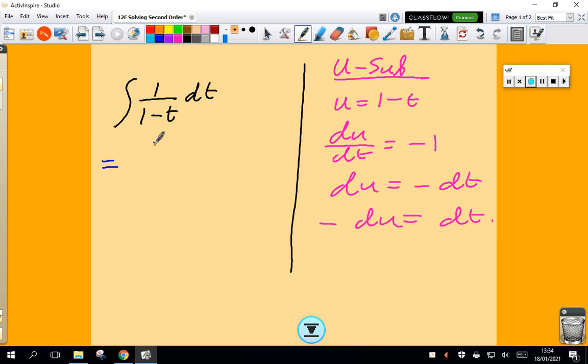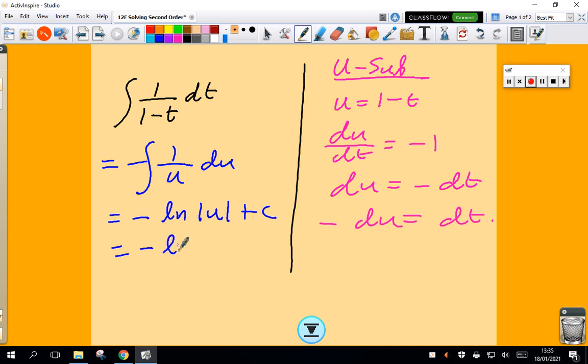So what I'd be doing is taking the antiderivative. I look at my substitution: 1 over 1 minus t, which we're saying is u, and dt we're saying is negative du, but I'm going to factor out that negative 1. And so what we get is the negative of the natural log of the absolute value of u plus c. Well, u was 1 minus t, so it's the negative of the natural log of the absolute value of 1 minus t, plus c.